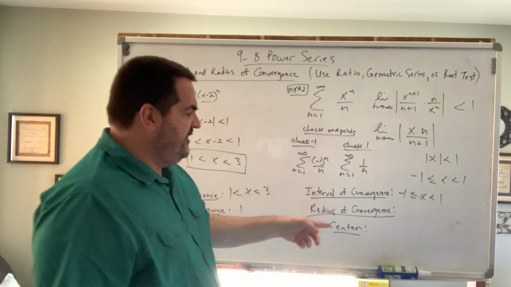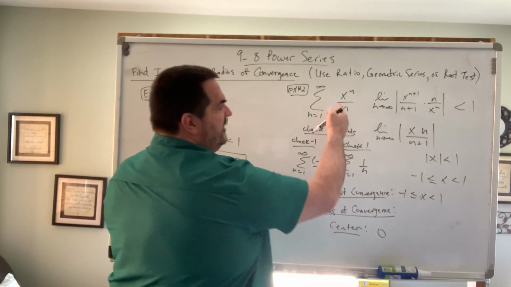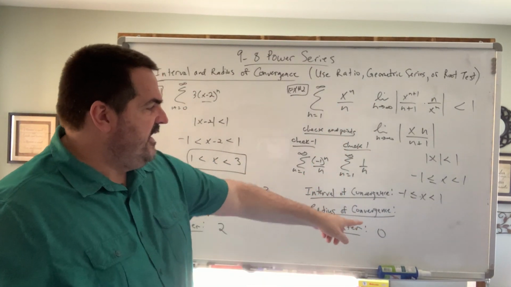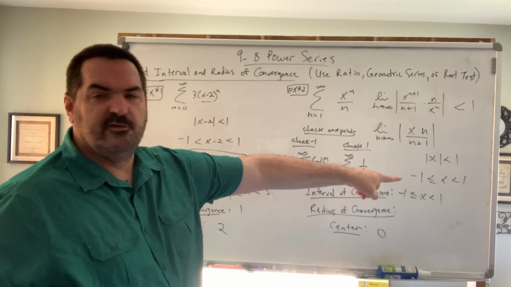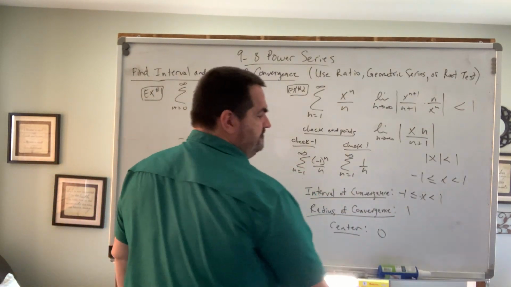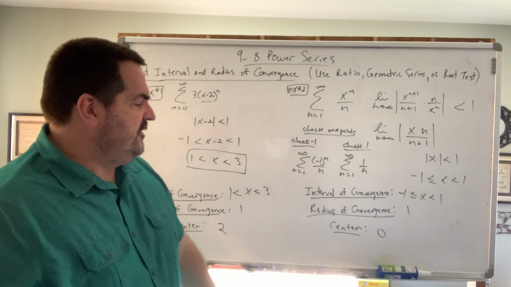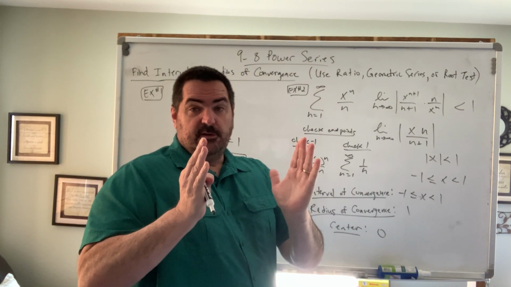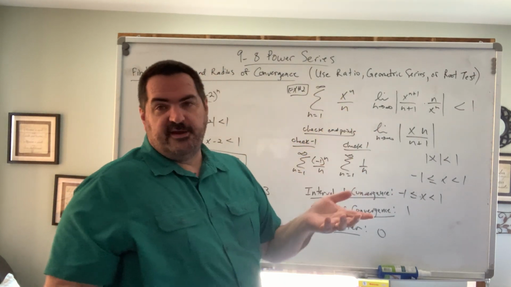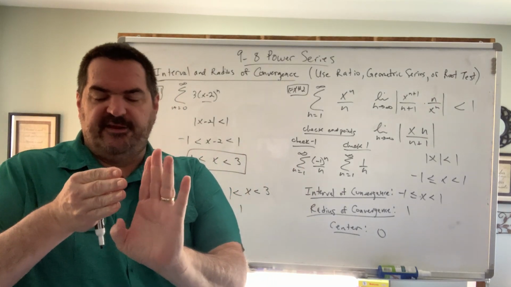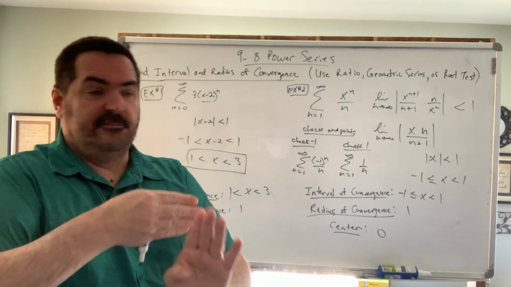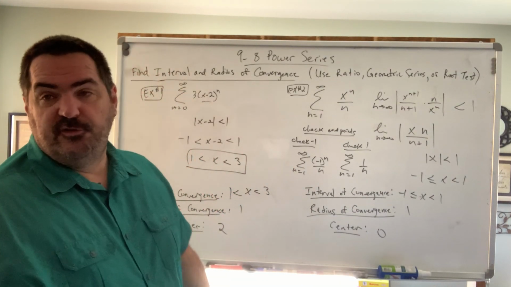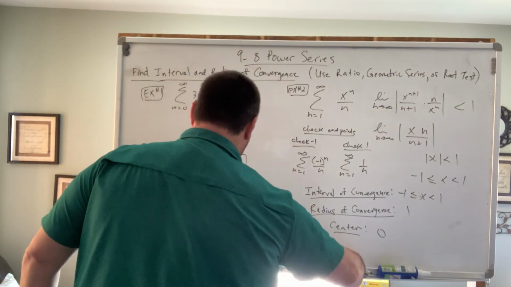All right, the center is 0. Clearly that's what x is subtracting up there. And then the difference between 0 and 1 is just a radius of 1. So the center is the number right in the middle of your interval, or whatever x is subtracting, however you want to see it. And then the radius is the distance from the center to the outside. Okay? All right, I'm going to do 2 more. Let me erase this.